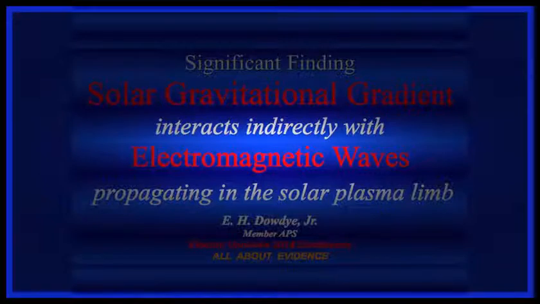The title of this is a continuation of what I have done before. In this talk, we talk about how the solar gravitational gradient interacts directly with electromagnetic waves propagating in the solar plasma limb. And when I say gravitational gradient, for an example, we know very well that when you put up satellites in deep space, you put atomic clocks on board these systems.